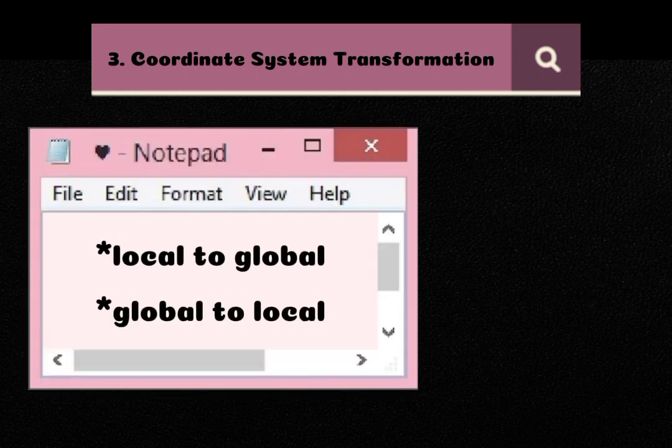Number three, coordinate systems transformations. Local to global: mapping the position and orientation of an object from its local coordinate system to a global world-based coordinate system. Global to local: mapping the position and orientation of an object from the global coordinate system to its local coordinate system.